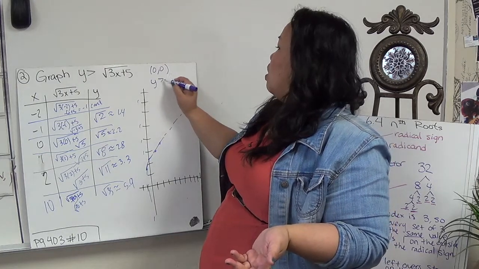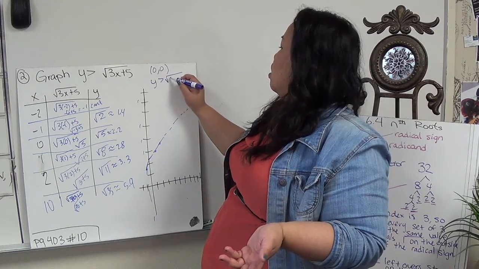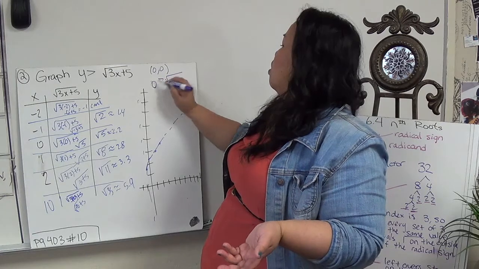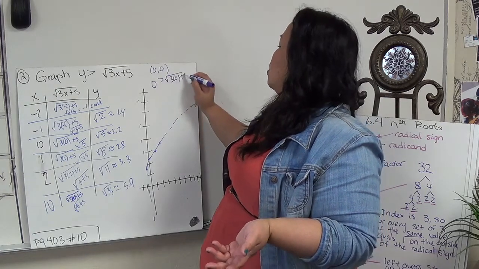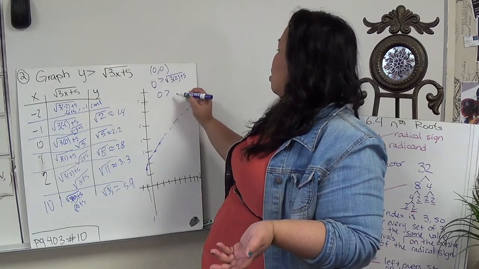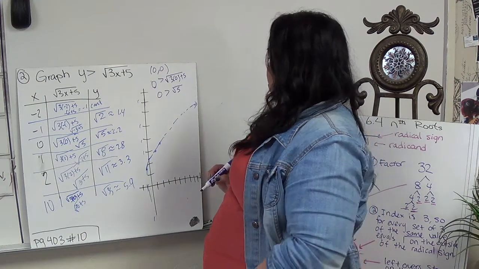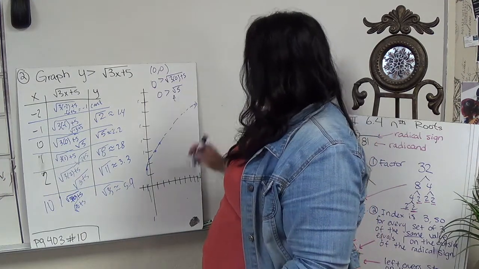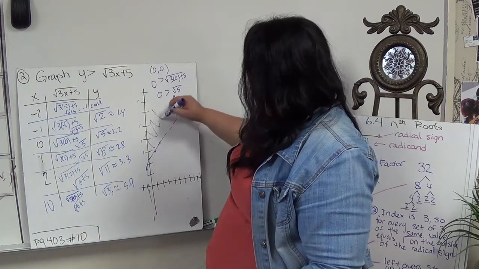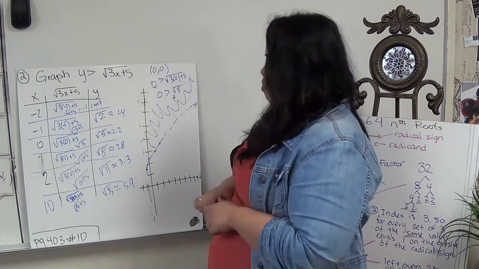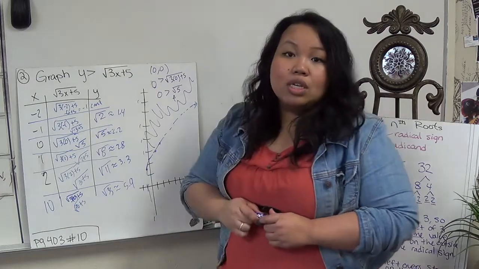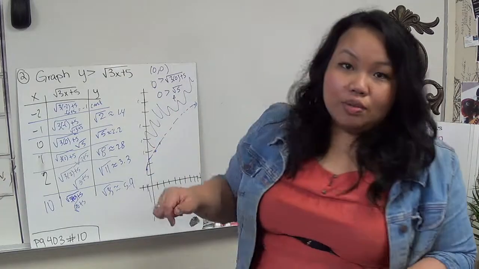So y is greater than square root of 3x plus 5. 0 is greater than square root of 3 times 0 plus 5. 0 is greater than square root of 5, no, and this is false. So this is not shaded, but this area on top is shaded. So it's the same thing as the last one, except this one is shaded.